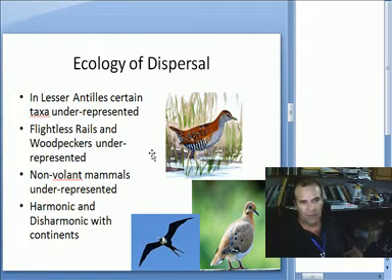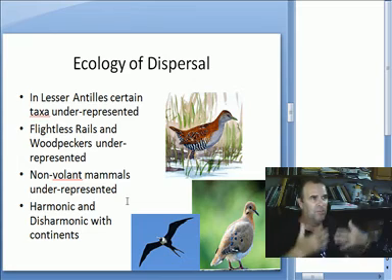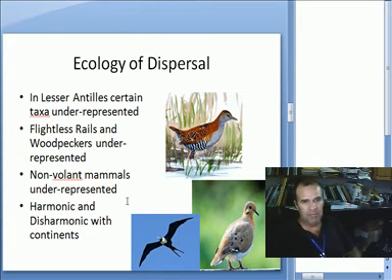So an island biota can be said to be in harmony with the continental biota if it generally has the same representatives from the same groups of organisms, the same functional groups, in the same sort of numbers. So for instance, if an island has these flightless rails, and the nearest continent also has these flightless rails, then the bird communities of the two may be said to be in harmony with one another.